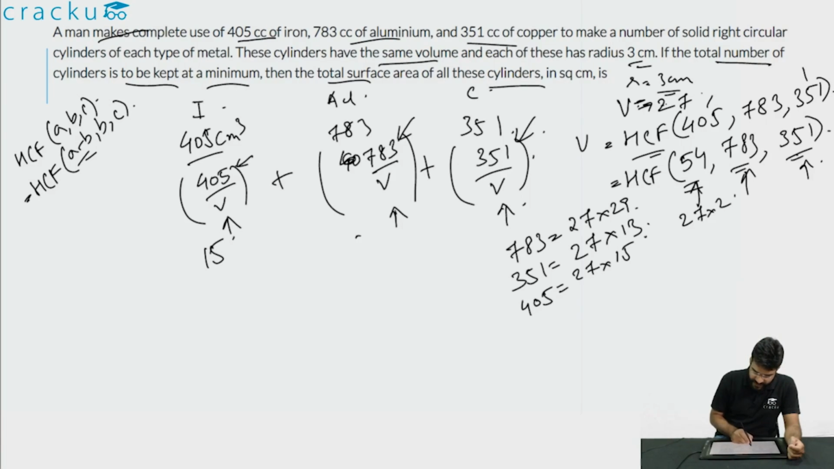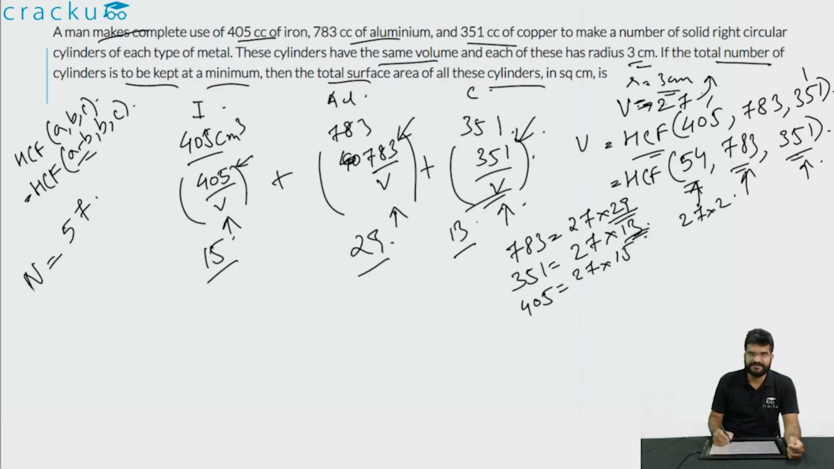Of aluminium you will have 29 because 783 by 27 is equal to 29, and for copper you will have 351 by V, which is 351 by 27, equal to 13. So the total number of small cylinders that you will have is 15 plus 29 plus 13. This will equal 57.